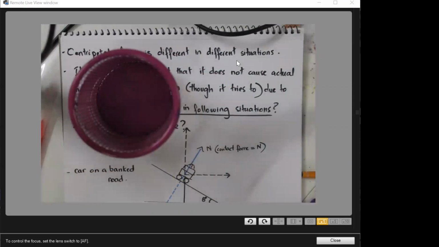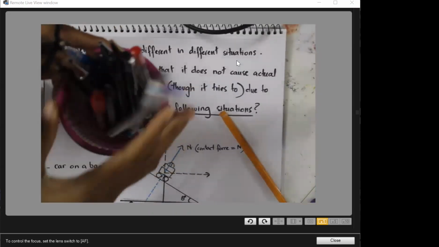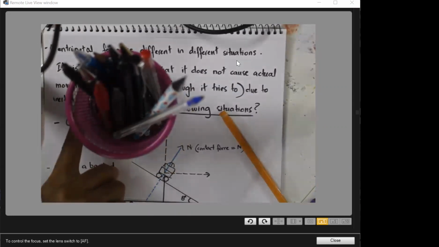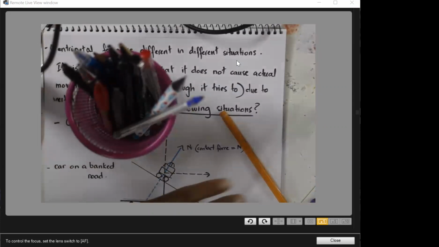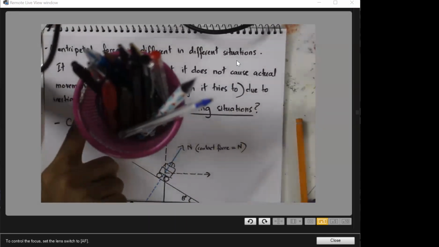Okay, for example, I have this pencil holder, and I am applying some force. It's very small, but it is there. But that force is not enough to make it move.